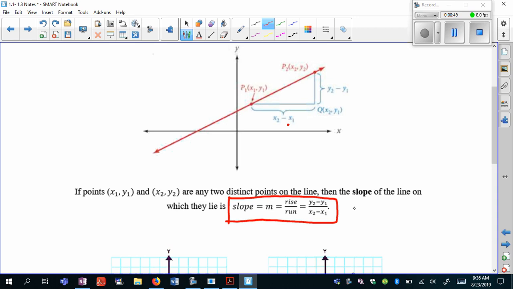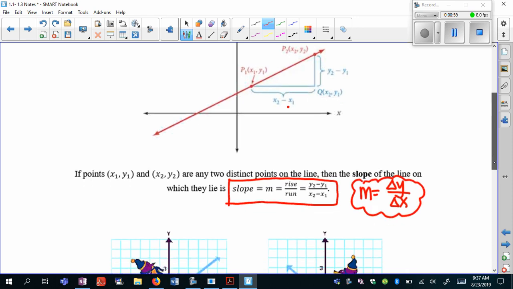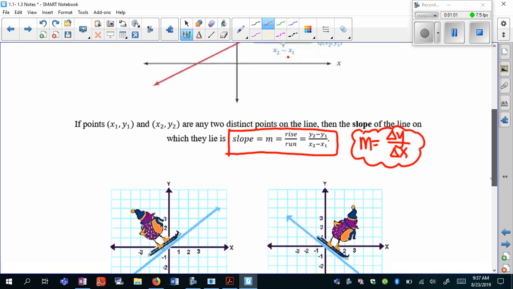Shorthand, sometimes we also see this as change in y over change in x. It's another common way to write it. So those are all equivalent. We can find slope graphically by counting, and we can find slope algebraically by using the formula.